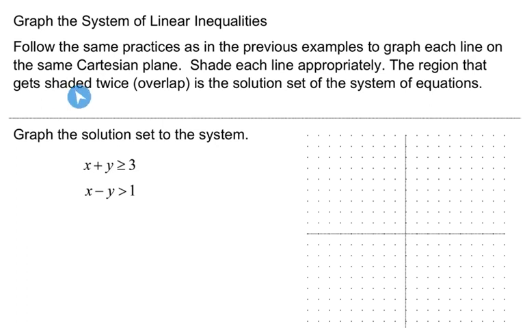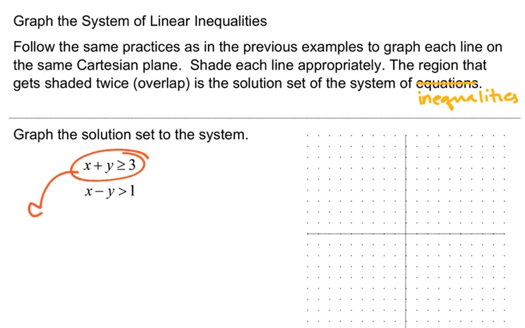Now, the region that gets shaded twice, where those two shaded regions overlap, only the overlap, is the solution to the system of equations. And I'm noticing that says equations there, but we are dealing with inequalities. So let's look at each of these.